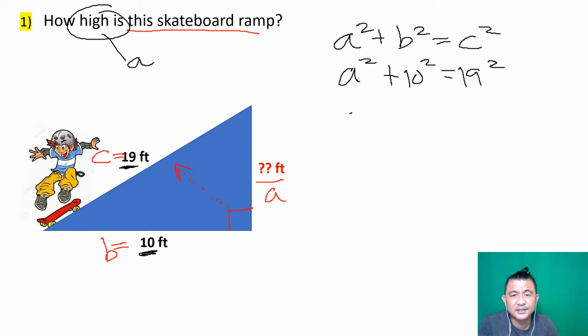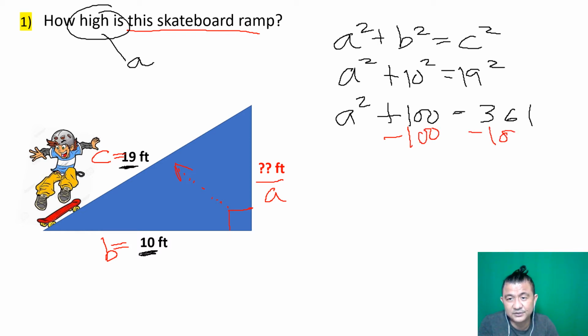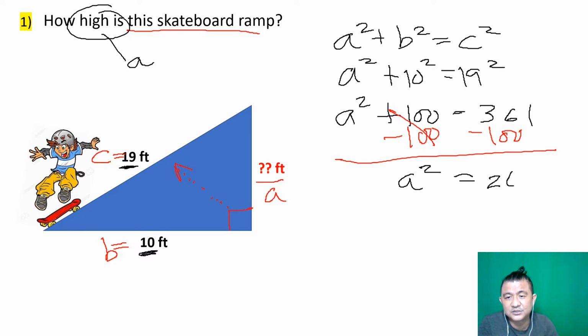All right. So a squared plus 10 times 10, 100, is equal to 19 squared, which will give me 361. Now, I need to get rid of the 100 so that a squared will be alone. So let me subtract 100 on the left, minus 100 on the right. That cancels out. Finally, a squared is alone on the left side. But on the right side, it's going to be 361 minus 100, which is 261.